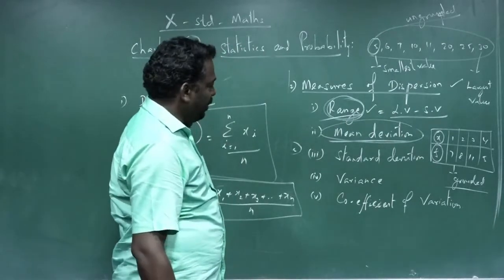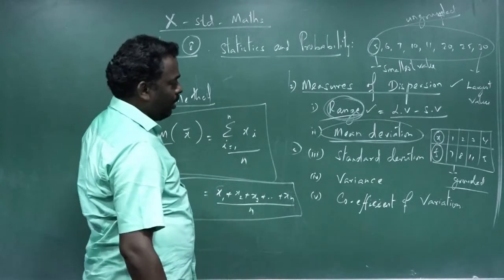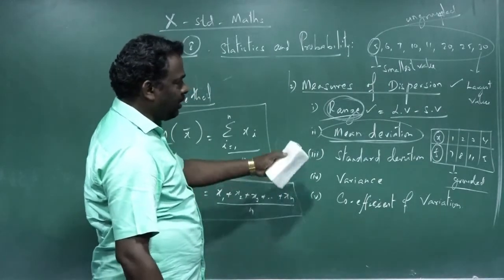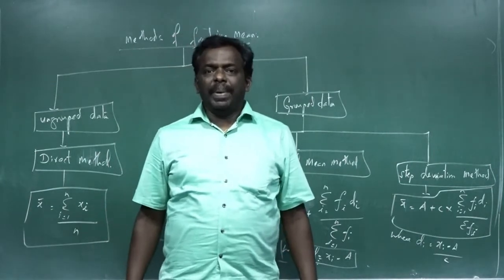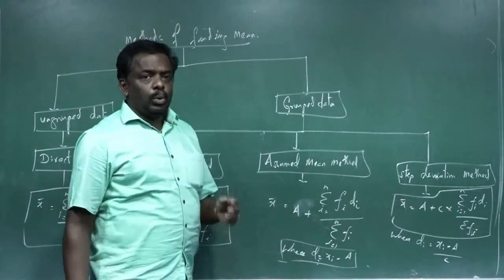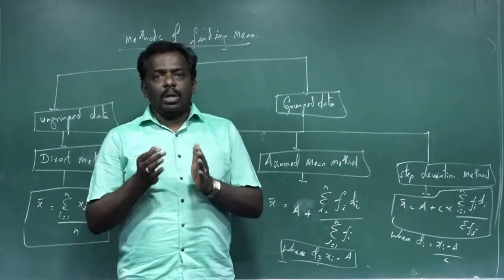Mean deviation. Then the next ones are called standard deviation, variance, and the coefficient of variation. We will take them one by one. First, the method of finding the mean, the arithmetic mean. There are two kinds of data: one is called ungrouped data, and the other is called grouped data.